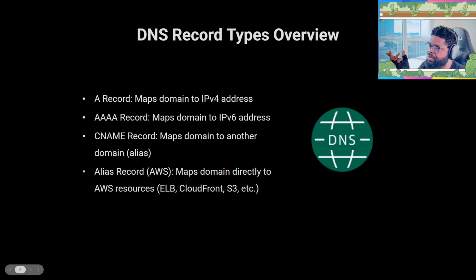Alias is unique to AWS. You see how it helps you map a domain to an AWS resource. That's just the difference, okay? The other ones you can use to do the things I mentioned above: mapping to an IP address, IPv4 or IPv6, or to another domain name, right? But there is also one that allows you to map directly to an AWS service, and that's called an alias. AWS resources are your ELB, your CloudFront, S3, whatever you have hosted in your account.